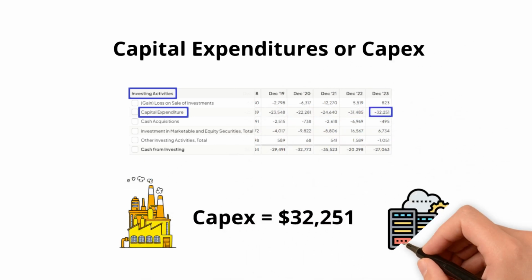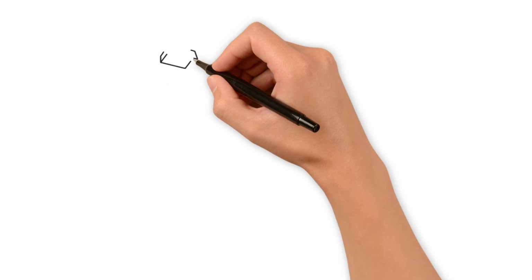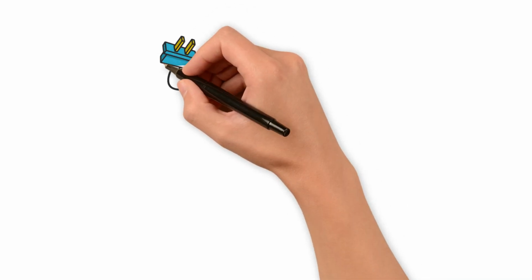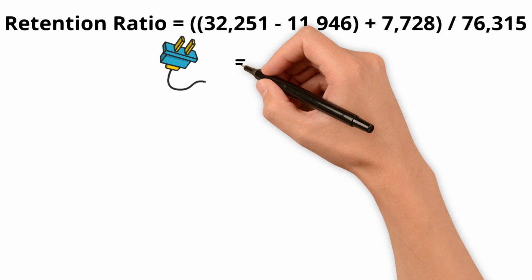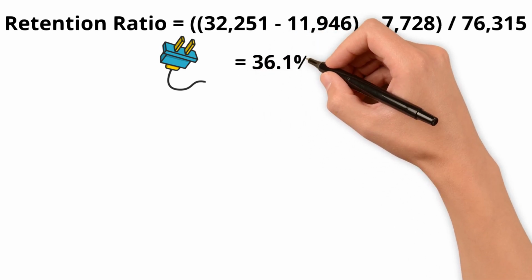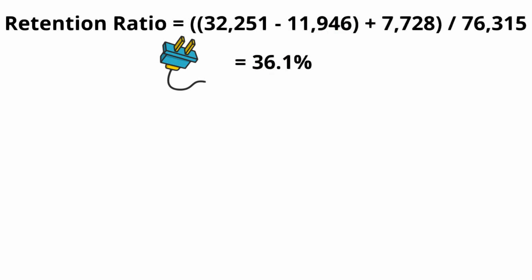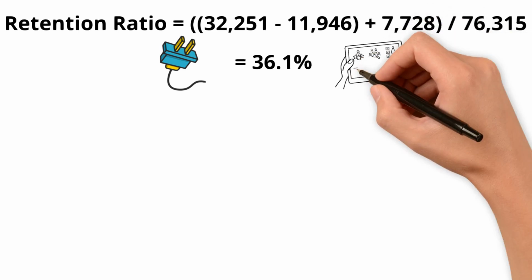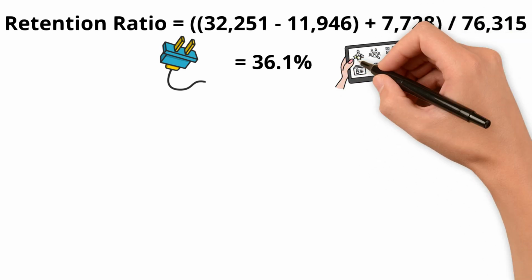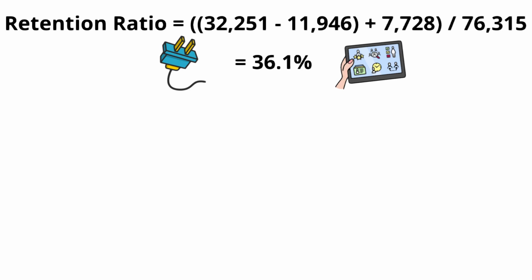And from the investing section of the cash flow statement, we have CapEx, or capital expenditures. Now let's plug some numbers into our formula. So the retention rate equals giving us 36.1%. This means Google reinvested 36.1% of its after-tax operating income into the business through capital expenditures and net working capital in the trailing 12 months to support its growth and generate future profits.